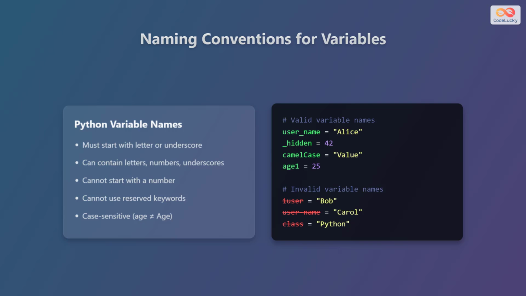Let's look at some examples of valid variable names. user_name equals Alice. _hidden equals 42. camelCase equals value. age1 equals 25. Now let us examine some invalid variable names. 1user equals Bob is invalid because it starts with a number. user-name equals Carol is invalid because it contains a dash. class equals Python is invalid because class is a reserved keyword in Python.